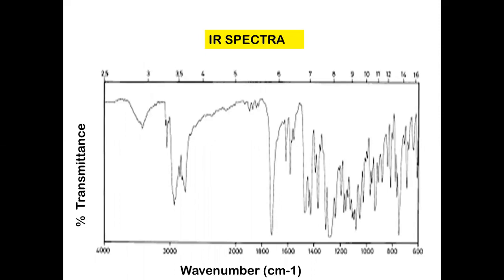So this is the general way an IR spectra looks like. You might have seen in a number of pharmacopoeias these complex spectra being given, wherein you see it is a plot of percent transmittance versus wave number.